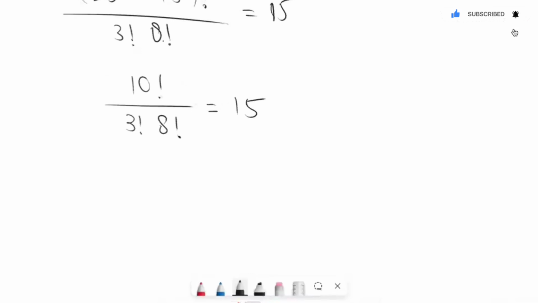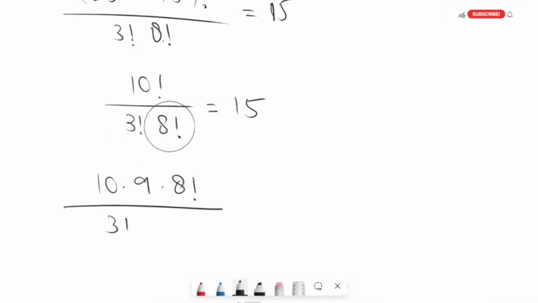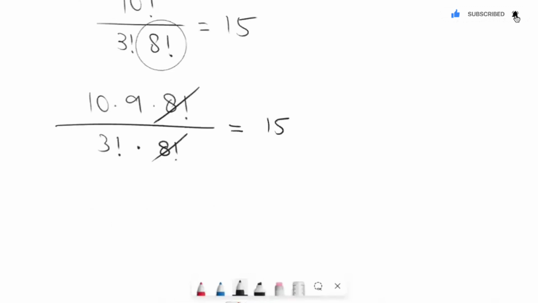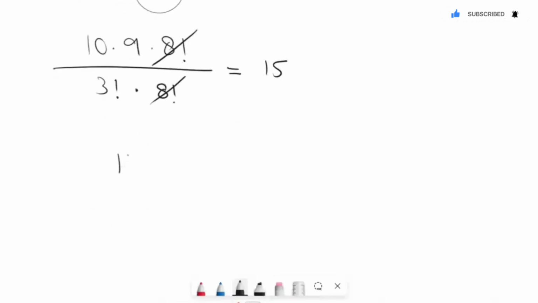Now I am going to write the factorial of 10 here. For that, I am going to end up at 8!, because our denominator is 8!. So I am going to write 10 times 9 times 8! over 3! times 8! is equal to 15. Here the 8! terms get cancelled, so the remaining expression is 10 times 9 over 3! is equal to 15.